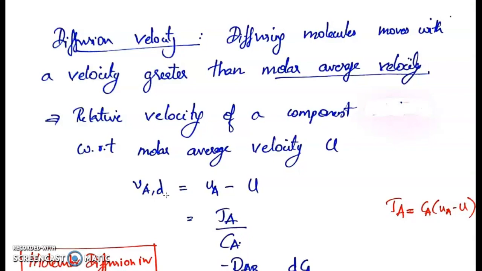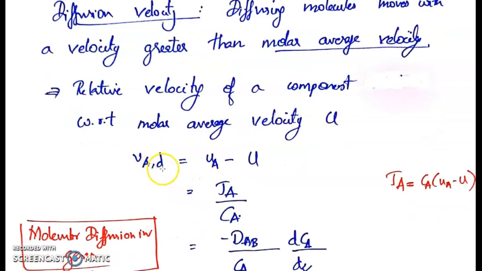This is just like, let's say you are moving in a car and another car is trying to overtake you. The car can overtake you only if it has a velocity greater than your car's velocity, and the difference in the two velocities will be the actual velocity experienced by you, and that is equivalent to diffusion velocity.